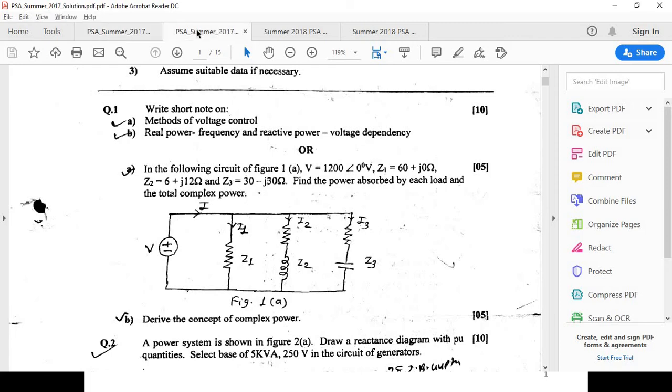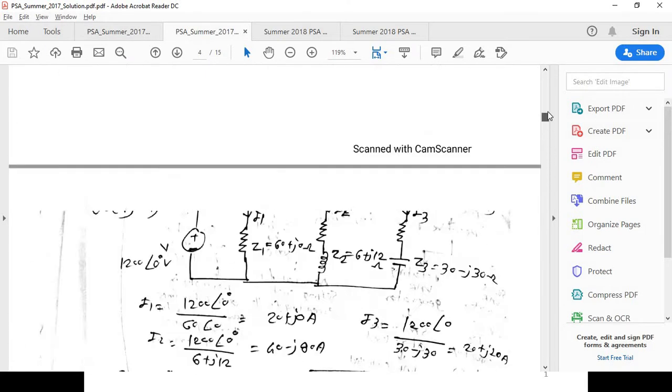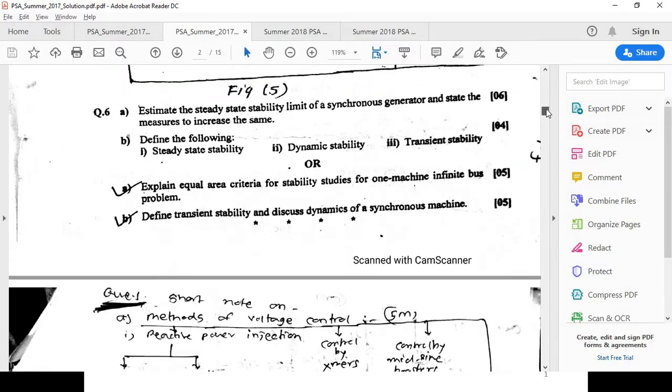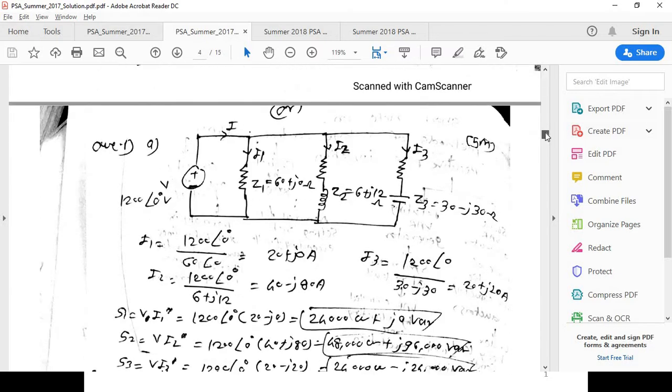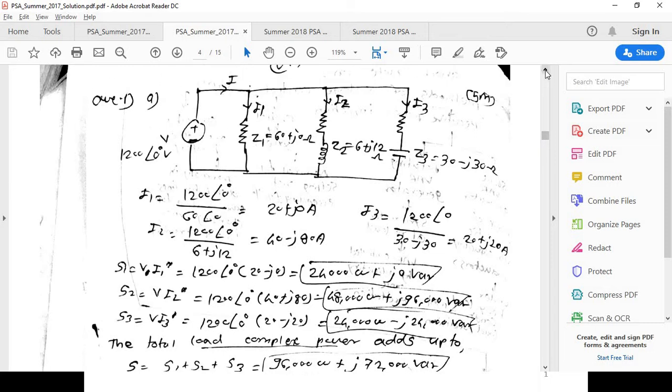So we try to find out the answer. Actually, I have solved all these questions and we'll discuss step by step how to solve this numerical. In this question, they have given the voltage source, and three loads are connected in parallel. Suppose I is the total supplied current from the supply source, and I1, I2 and I3 are the currents flowing through the loads Z1, Z2 and Z3 respectively.